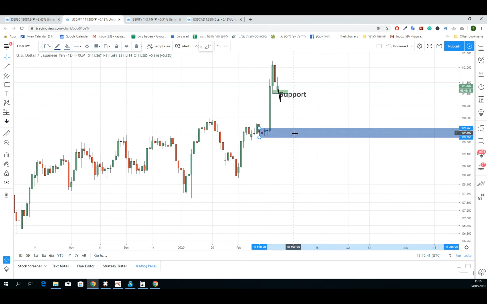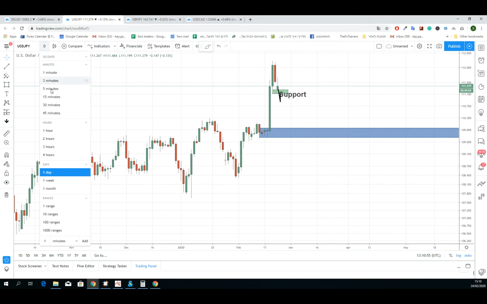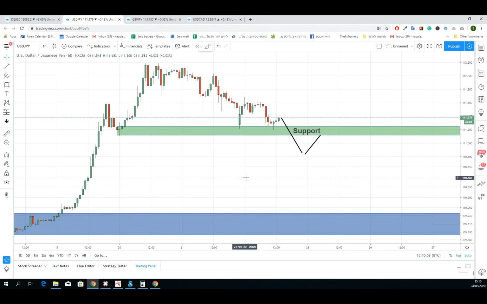Of course, this demand that I just marked on the daily chart is a very good one for a buy position for the long term. But after we mark this demand, let's go back to the hourly chart, and this is what I'm looking for: to see the price breaking out this support, and then I will look for any other price action setup or any other new fresh supply to sell the US dollar against the Japanese yen in order to reach this demand here at the bottom.